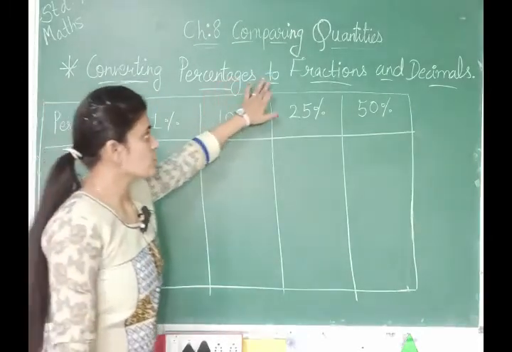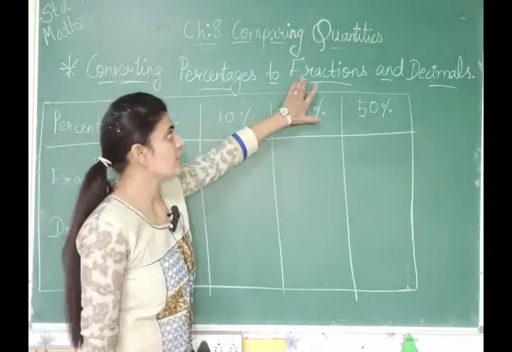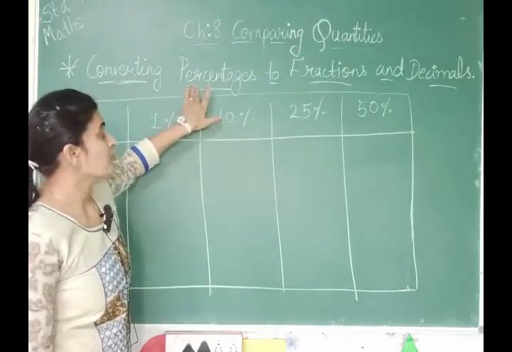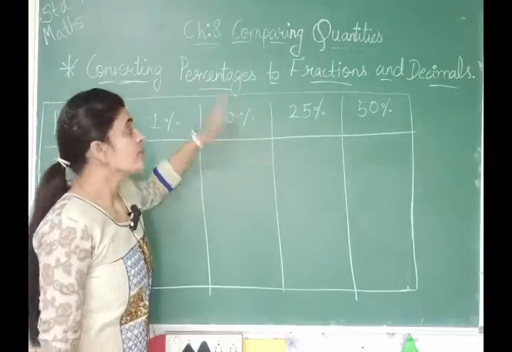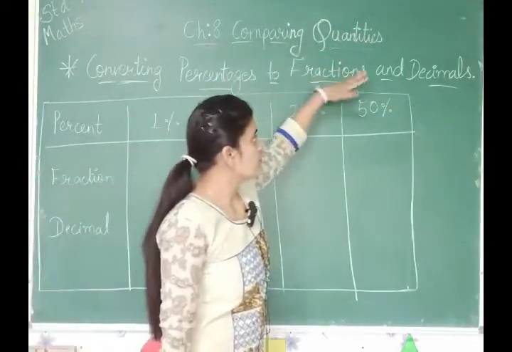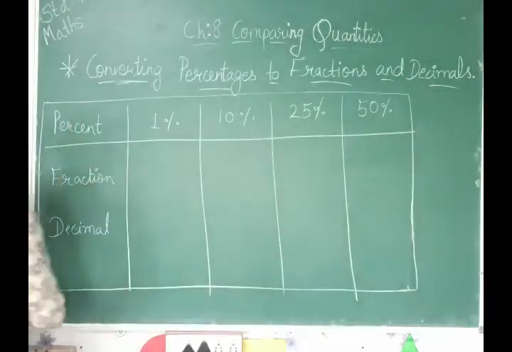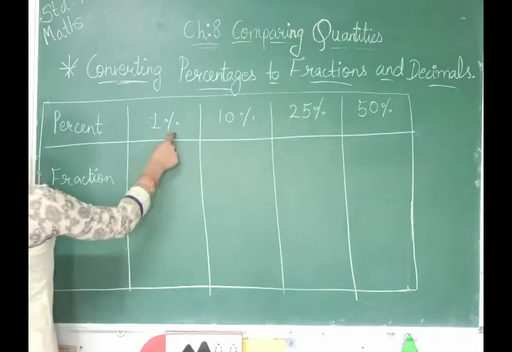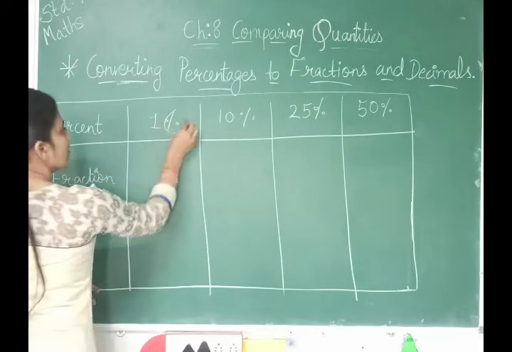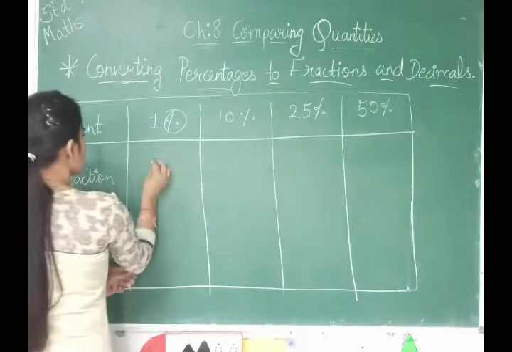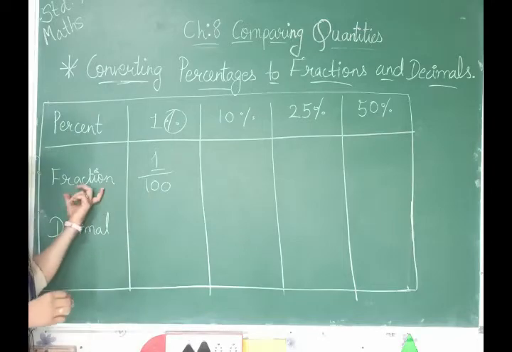Converting percentage to fractions and decimals. Now we have seen that from fractions we were converting to percentage and from decimals we were converting to percentage. Now percentage are given to you and you want to convert them into fractions or decimals. Both parallel we will see. Now here percent is given 1%. Fraction, in the fraction form how we can write down? Percent means divided by 100. So 1 divided by 100. This will be what? Fraction form.